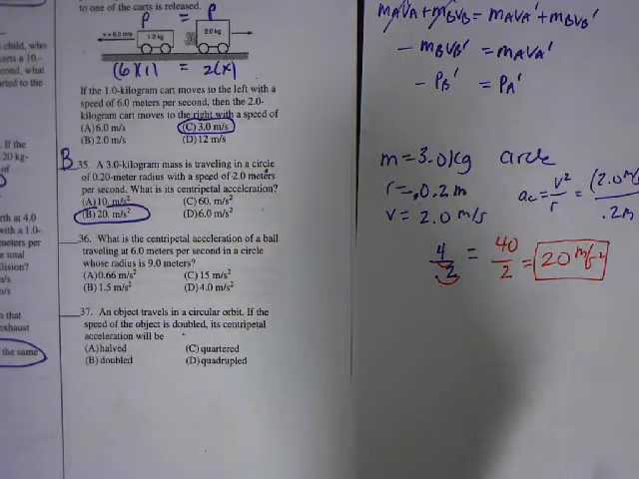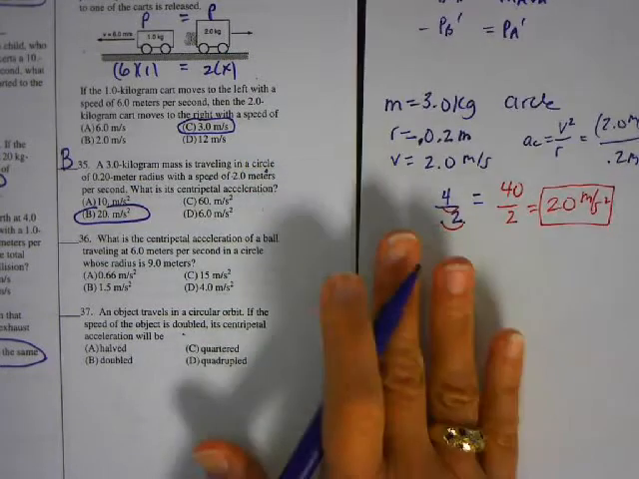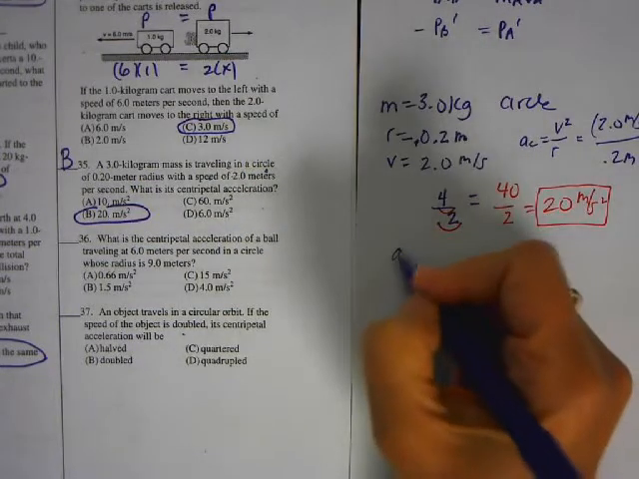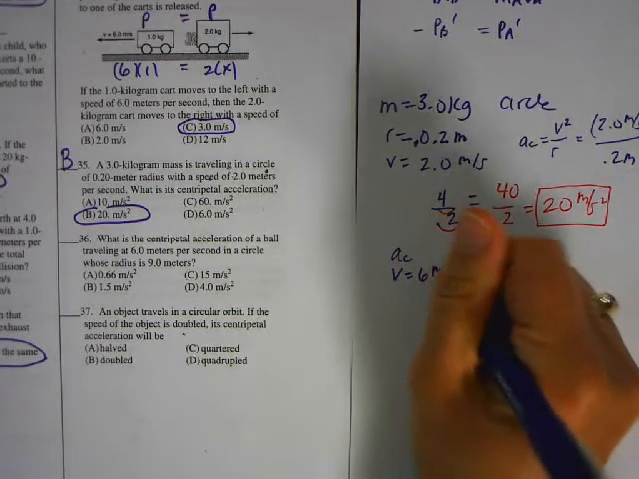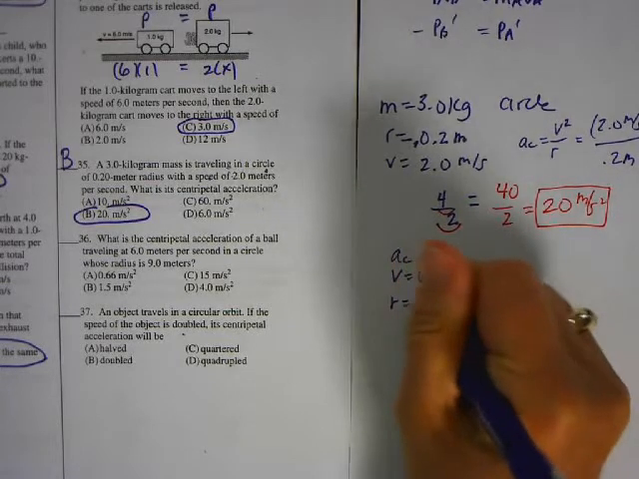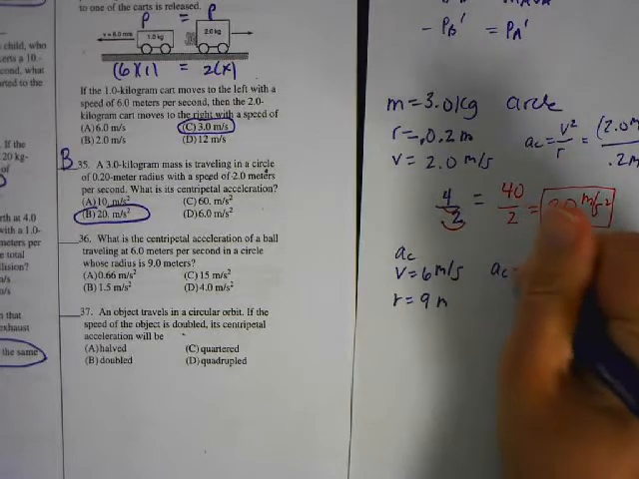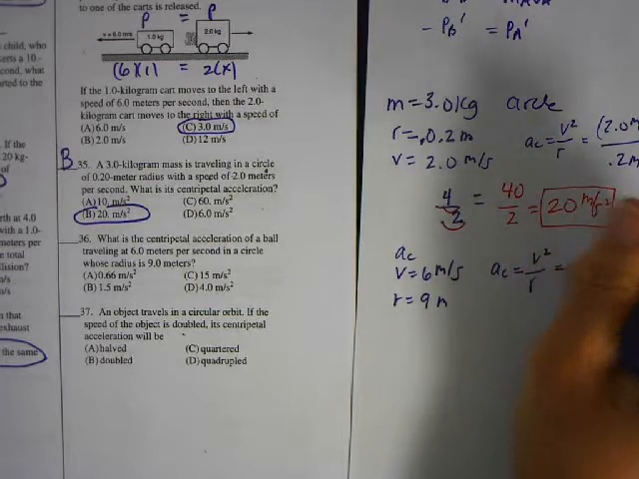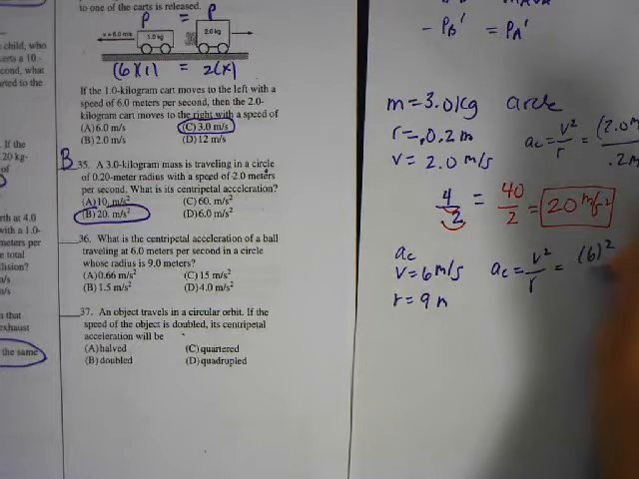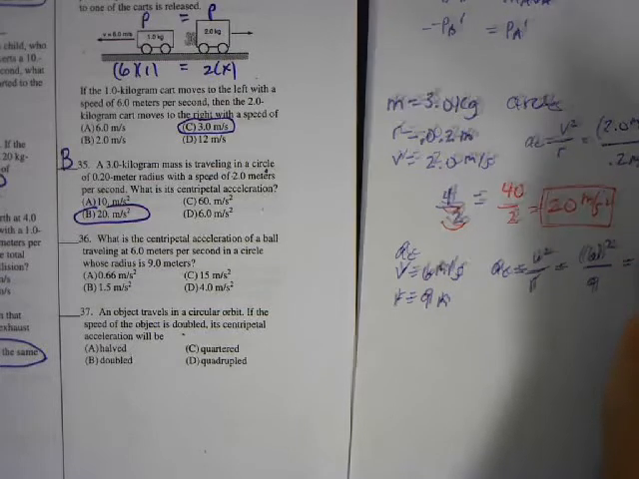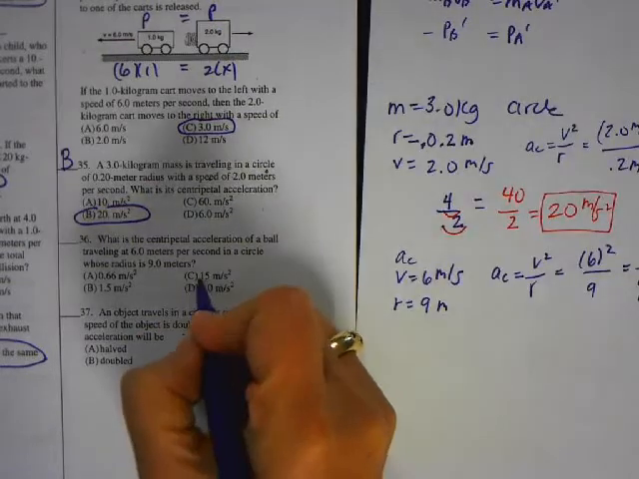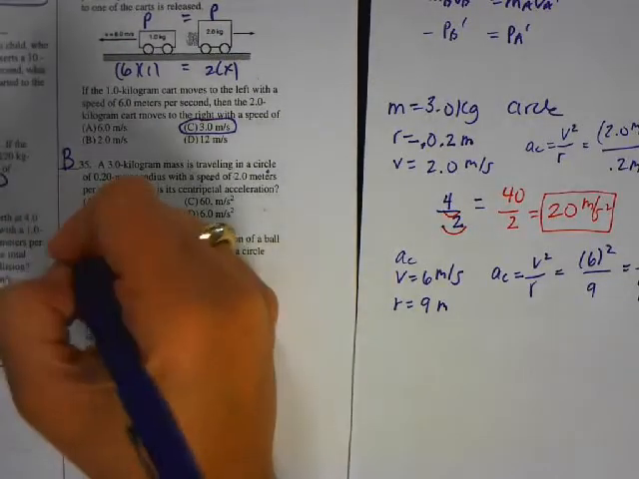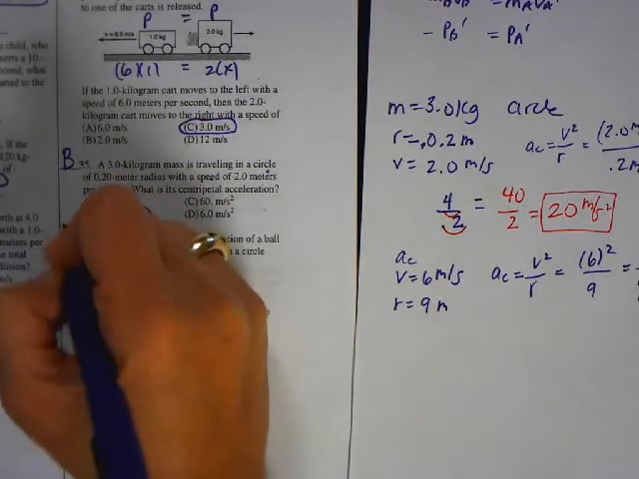Number 36, what is the centripetal acceleration of a ball traveling at 6 meters per second in a circle with a radius of 9 meters? So centripetal acceleration is v squared over r. It's the same thing. So it's 6 squared over 9. So 36 over 9. Can I do that one in my head too? Sure, that's 4. So again, you have your calculator, but you're going to check your work.